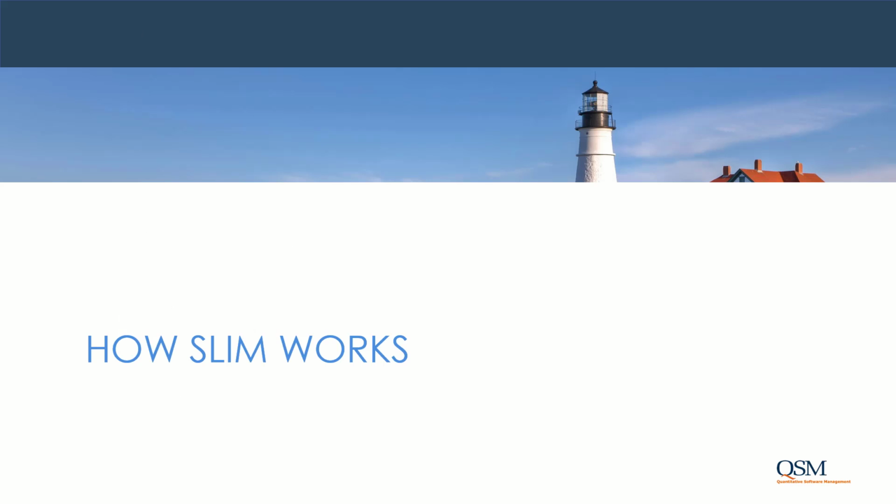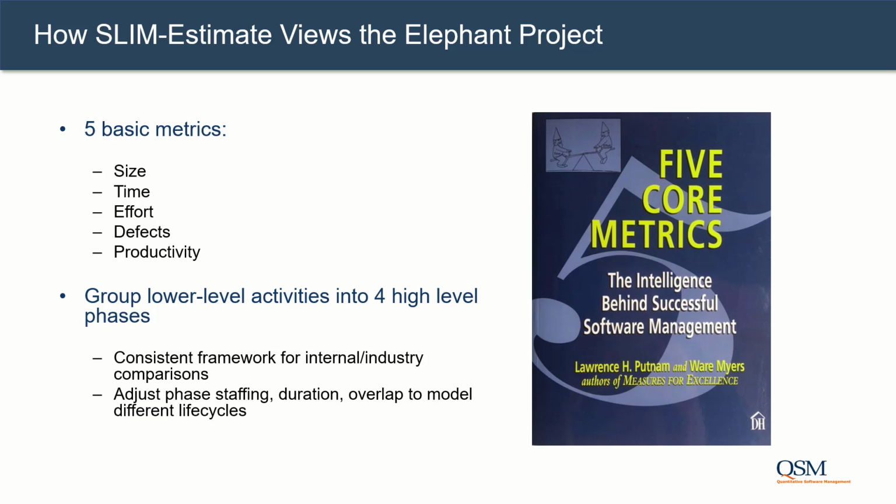How SLIM works. SLIM's top-down approach models any development project type and methodology by using two high-level building blocks: sticking with 5 core metrics: size, time, effort, defects, and productivity, and the definition of 4 life cycle phases that provide a framework for modeling different development life cycles.